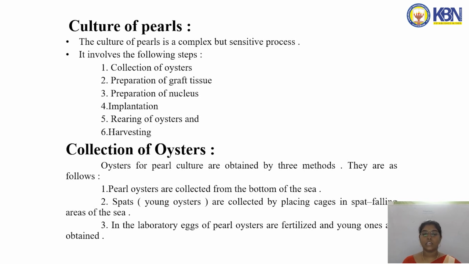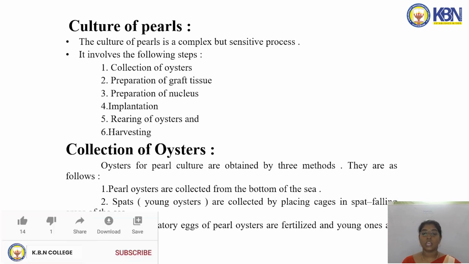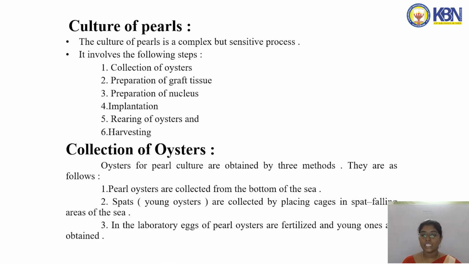Next, collection of oysters. Oysters for pearl culture are obtained by three methods. They are as follows. Pearl oysters are collected from the bottom of the sea. Spats, which are also known as young oysters, are collected by placing cages in spat falling areas of the sea. In the laboratory, eggs of pearl oysters are fertilized and young ones are obtained.